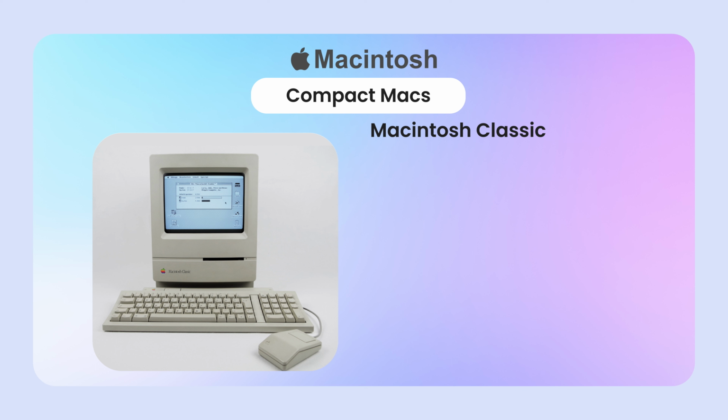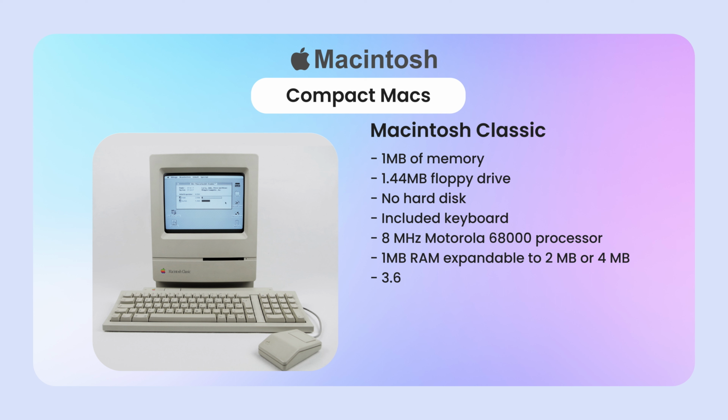The low-end model was sold with 1 MB of memory, a 1.44 MB floppy drive, no hard disk, and an included keyboard for $999, while the $1,500 one had 2 MB of memory and a 40 MB hard disk. Other specifications included an 8 MHz Motorola 68000 processor, 1 MB RAM expandable to 2 MB or 4 MB, a 3.6V lithium battery, and no expansion slots.